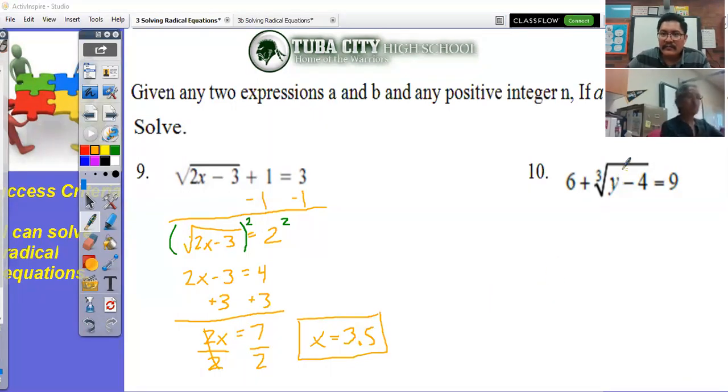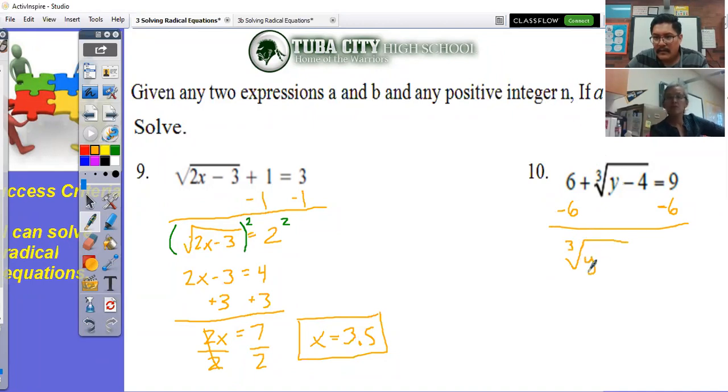All right, now moving on to number 10. Same thing, I gotta get this 6 out of here. And we gotta get rid of that 6 because we need to isolate this. We gotta get that cube root by itself. Y minus 4. And then 9 minus 6. 9 minus 6 is going to be 3.